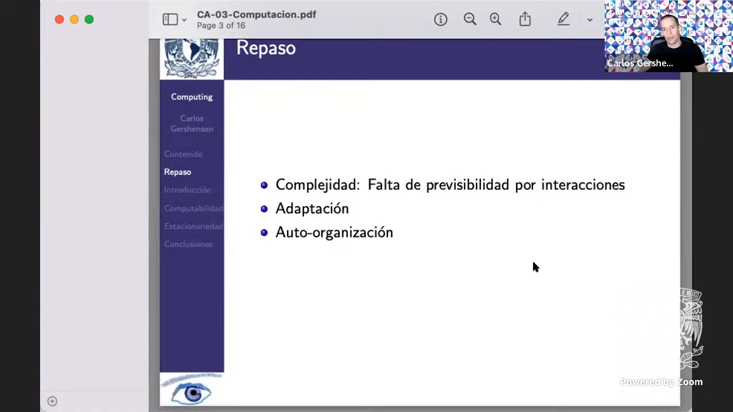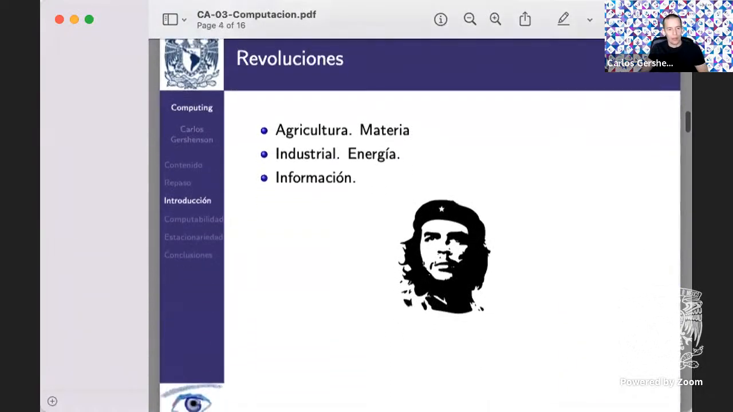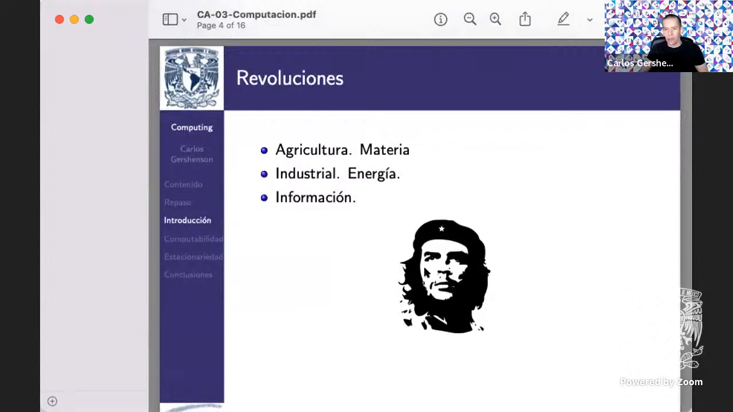But today we'll go a bit deeper into the theoretical and practical aspects of computability, or what is computation. So in the history of our species, we can identify three revolutions. First one had to do with agriculture, and we could say that it mainly dealt with the control of matter. Second was the Industrial Revolution, and that dealt mainly with the control of energy. And the third one that we're still going through would be the revolution of information. And of course, it deals with the control of information.